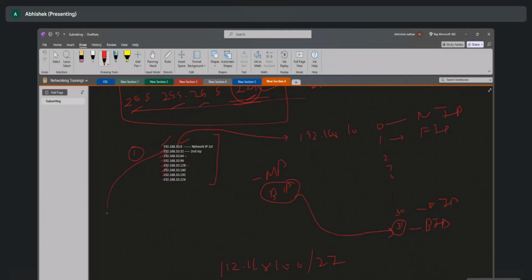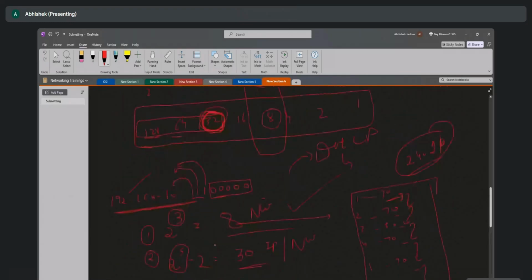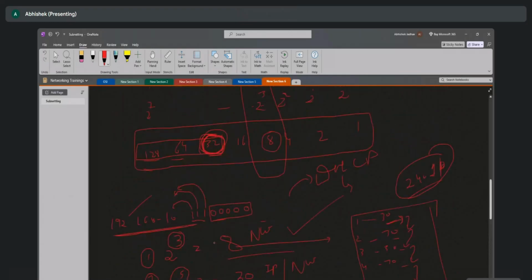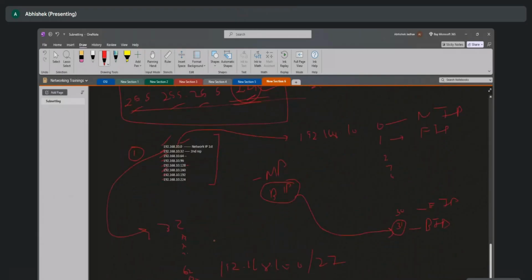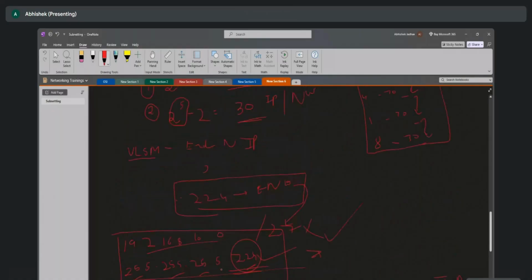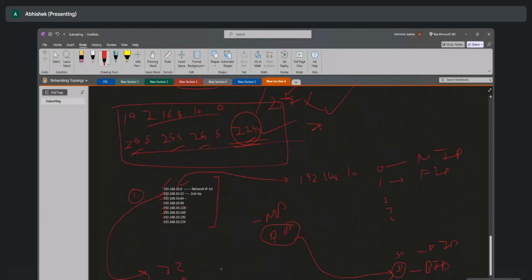Similarly, for 192.168.10.32, what will you do? You will add plus 30. So you will go from 32 to 33, 34, 35, 36, until what value? 62, right? And then you will write 63 as the broadcast and the next IP 64. Done. Understood? Okay. Now, any doubts? Any clarification required? Any calculation related doubts?